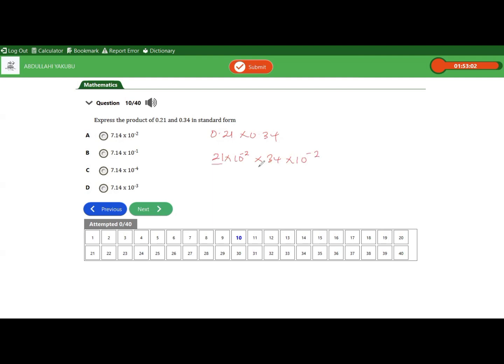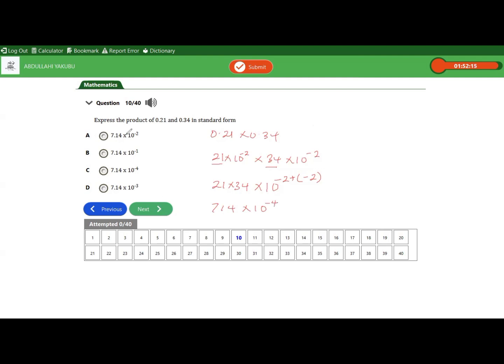So I can just multiply this and this. So 21 multiplied by 34 times 10 raised to power minus 2 plus minus 2. So these are the powers, so I have to add them by virtue of law of indices. So what is 21 multiplied by 34? You can quickly do it manually. And it will give you 714 multiplied by 10 raised to power minus 2 plus minus 2. Plus times minus is minus. That is going to be minus 2 minus 2. That will be minus 4.